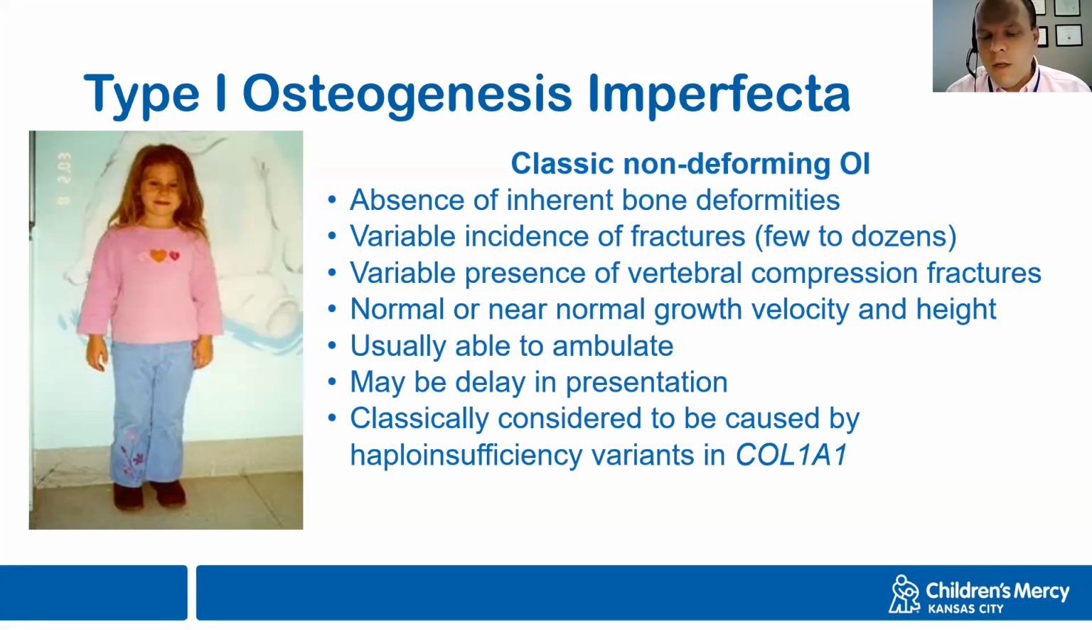Frequently, they will find themselves on the lower end of the growth curves, or at least compared to mean parental height. And I find mean parental height is often a very helpful metric if you have a patient who is only slightly short statured. These patients typically will ambulate. Some of them will require some assistance with longer ambulation, but typically they're able to ambulate.